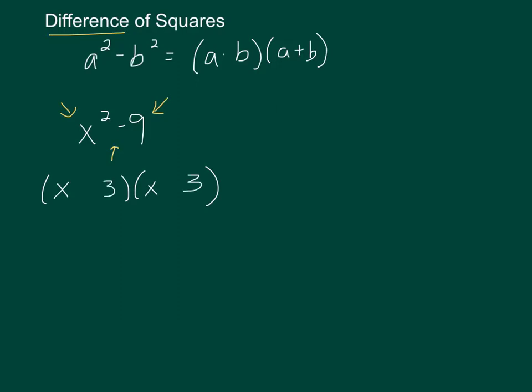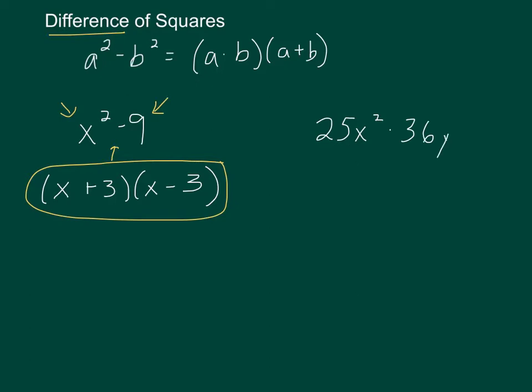That will be my b value. One has to be positive, one has to be negative, and again, it doesn't matter the order that you write them in. If I have something like 25x squared minus 36y squared, I look at both parts and I ask myself, what's the square root of 25? Which is 5. What's the square root of x squared? That's x. What's the square root of 36? 6. What's the square root of y squared? y. One has to be positive, one has to be negative.